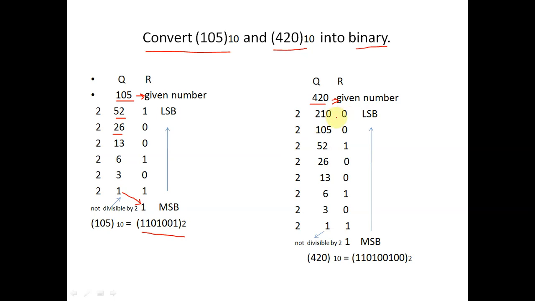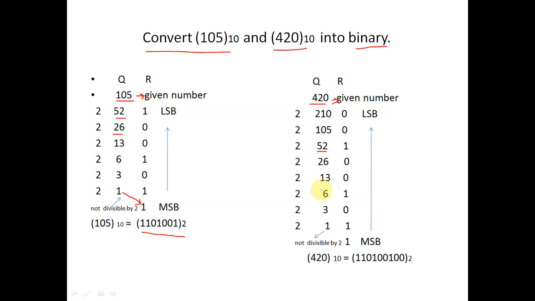Now these 210 are again divided by 2, then the quotient is 105 and the remainder is 0. These 105 are again divided by 2, then the quotient is 52 and the remainder is 1. These 52 are again divided by 2, then the quotient is 26 and the remainder is 0. These 26 are again divided by 2, then the quotient is 13 and the remainder is 0.